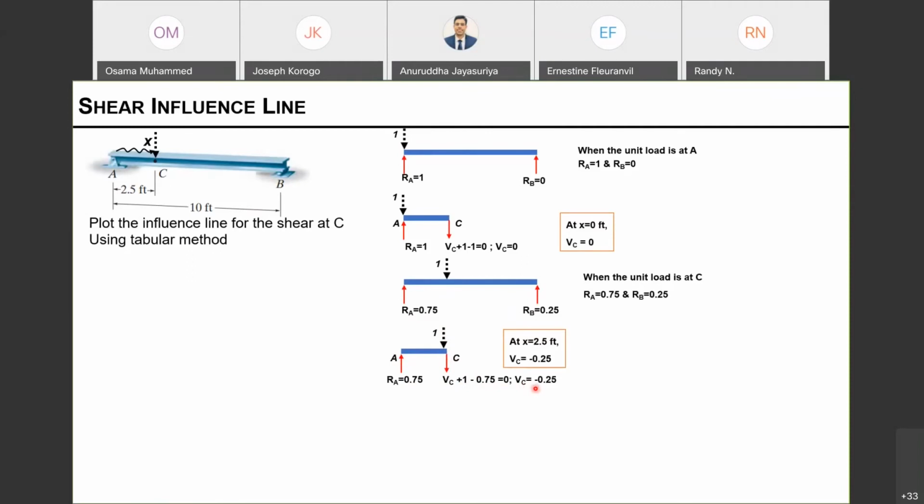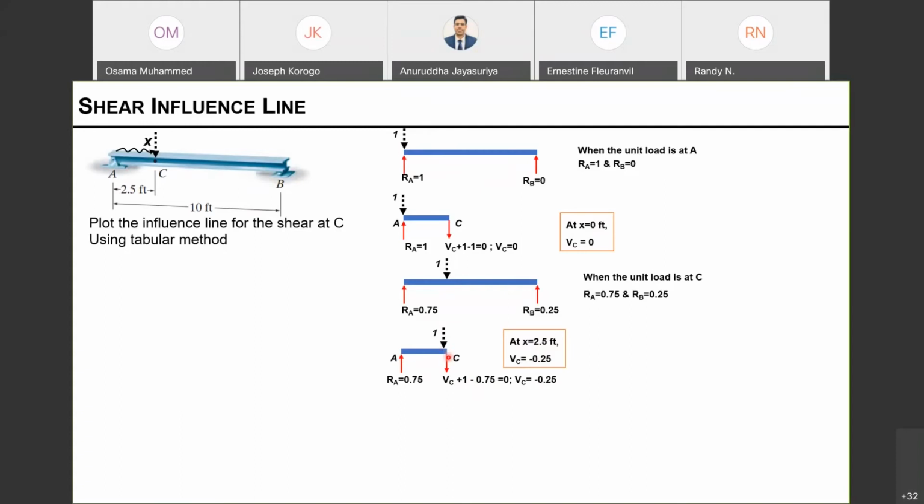Now we have a number. VC equals negative 0.25 when you simplify for VC. So that means when X equals 2.5, my shear at that location C is negative 0.25. So we have a negative shear. This is when I approach from A to C, at C.